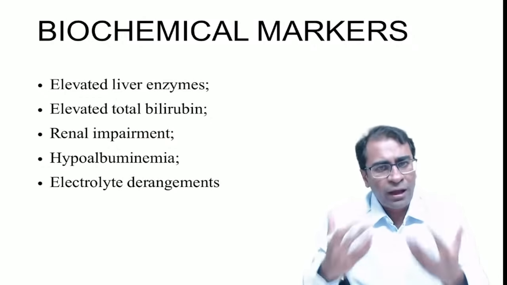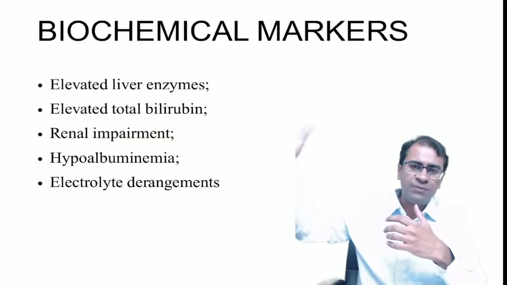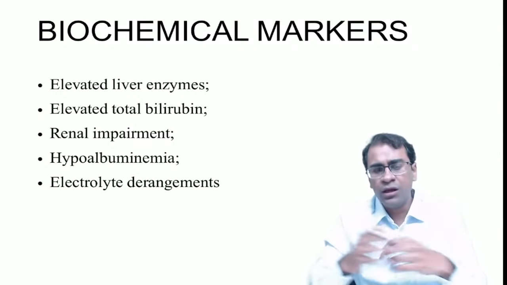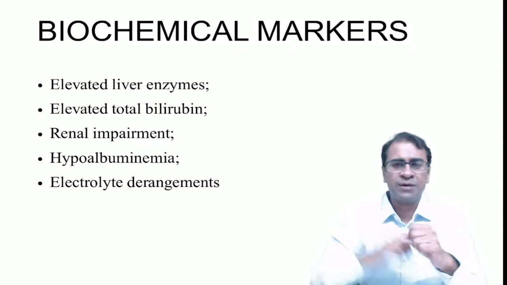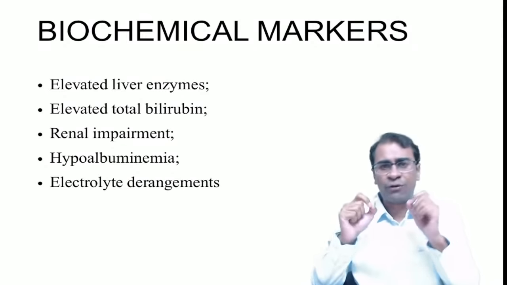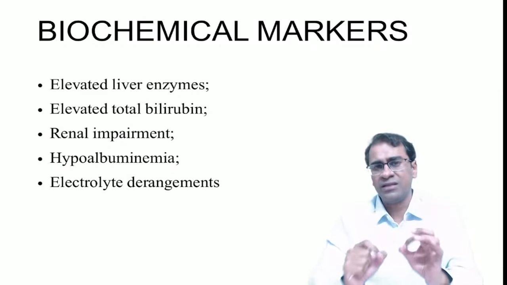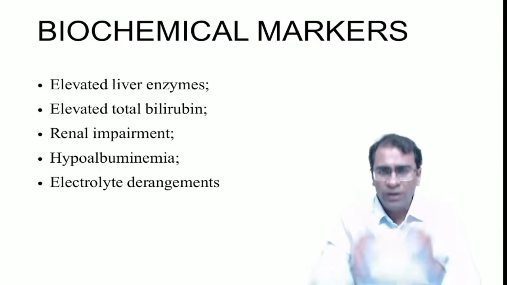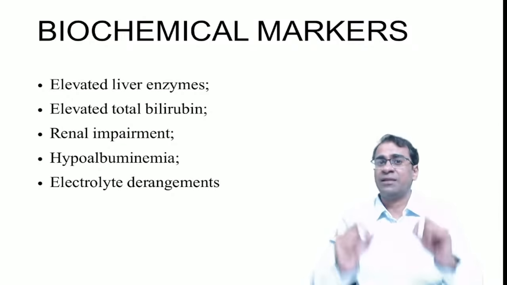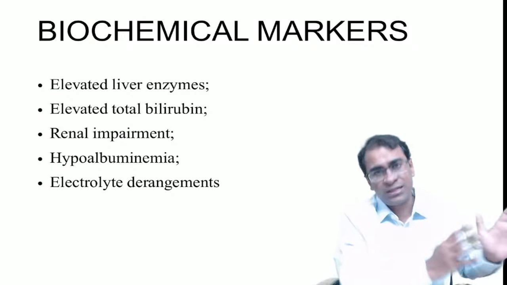What you expect in the biochemical markers are elevated liver enzymes. You expect a high bilirubin. You expect renal impairment. You expect hypoalbuminemia and adrenal derangements. So today I'll talk about every parameter. Why do they increase? What makes them increase? And when do you expect them to decrease, in a conceptual way?